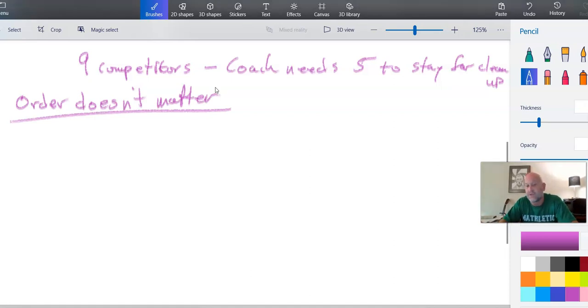Really, what we're trying to do is find a group of 5. We're really asking ourselves how many different groups. Actually, I didn't even ask the question. I just realized that. What I wanted to know is how many different ways that we could pick 5 of these competitors to stay after and help clean. So order doesn't matter here. And when order doesn't matter, it's something called a combination.